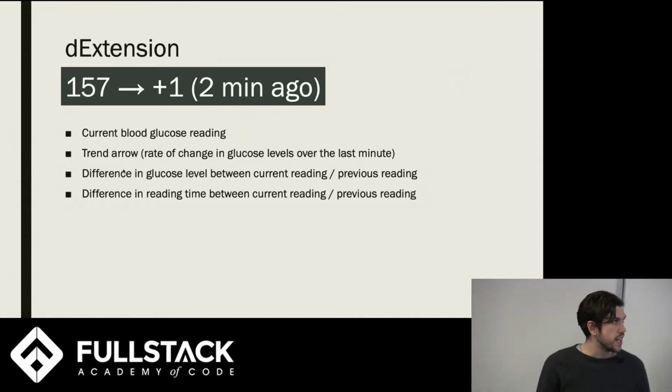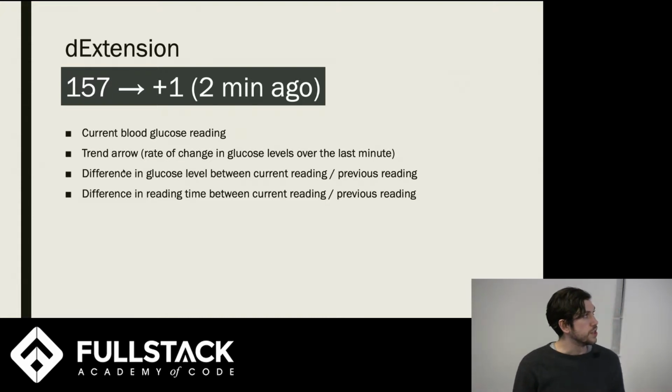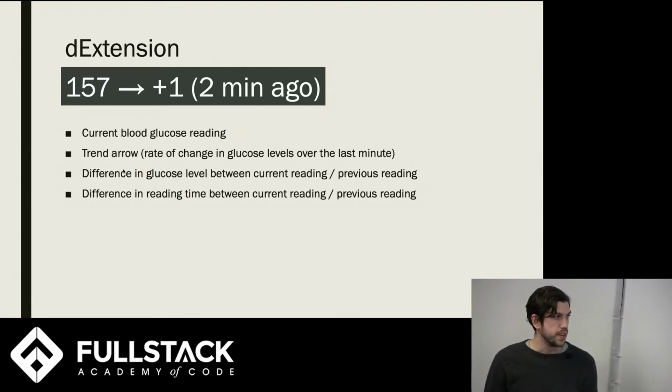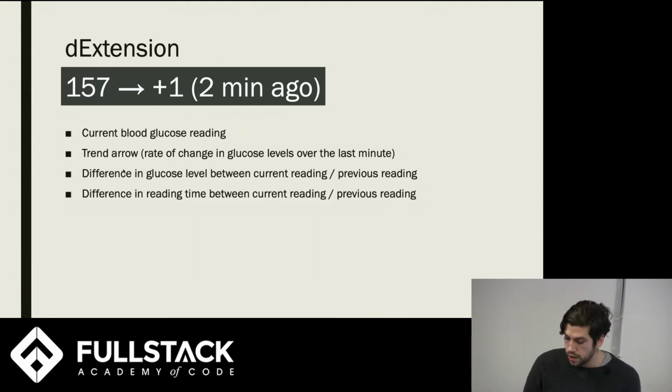It's just a status bar utility that sits in the bottom corner. It shows you your current blood glucose level in near real time. It shows you a trend arrow, which is just the rate of change over the last minute, the difference between the current level and the last reading, and the difference in time between the current reading and the last time it was read. And I'll show you that now.